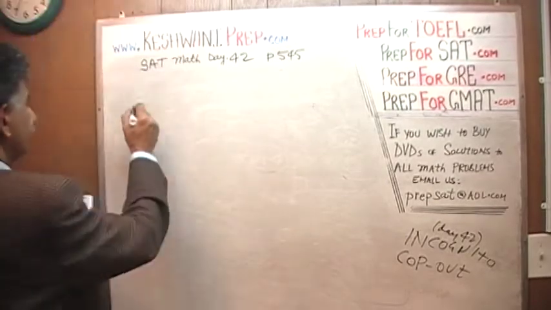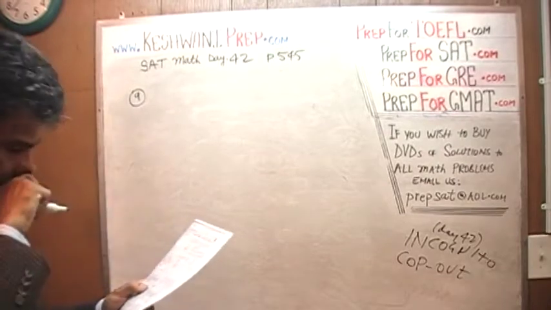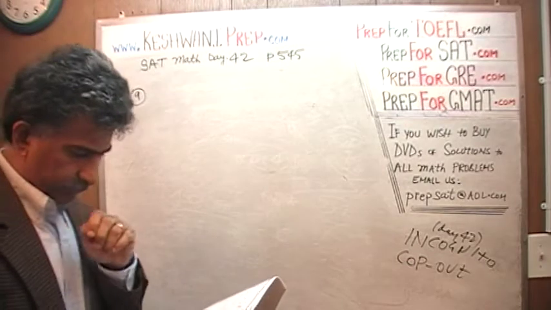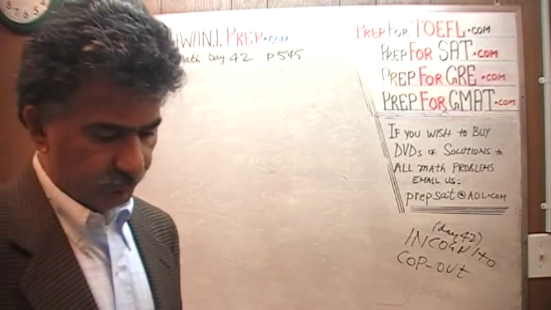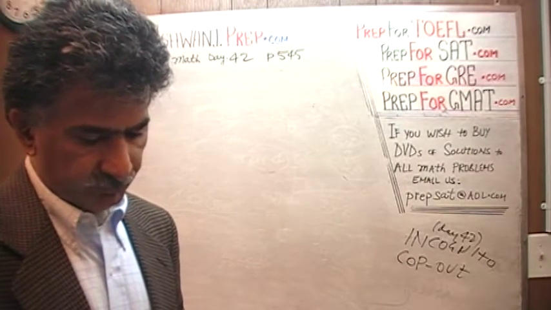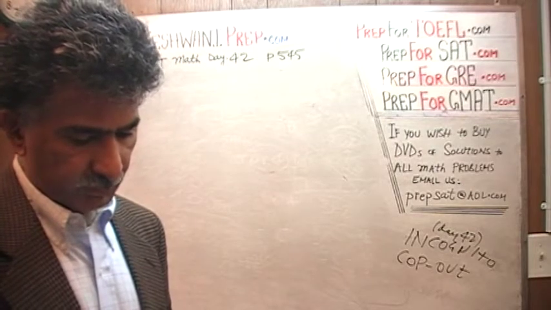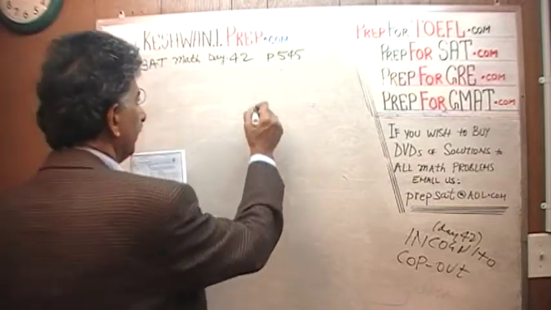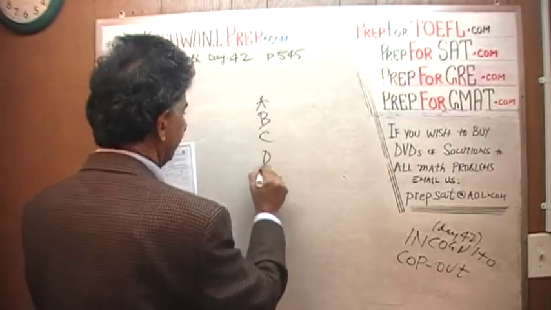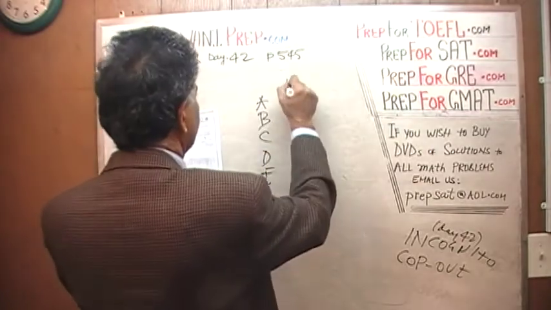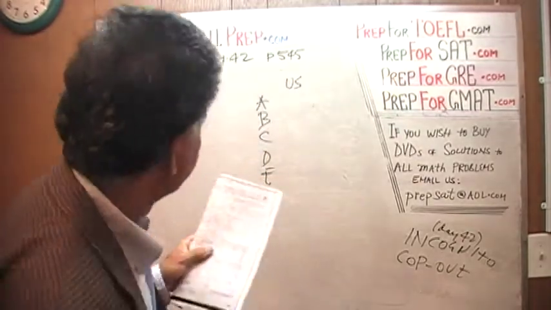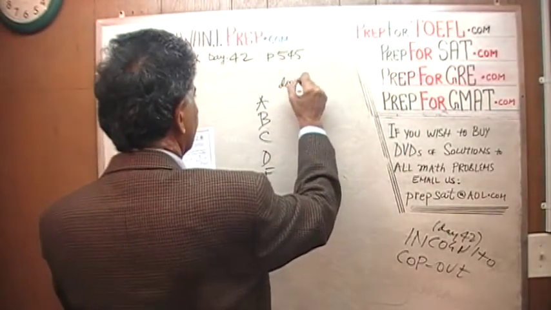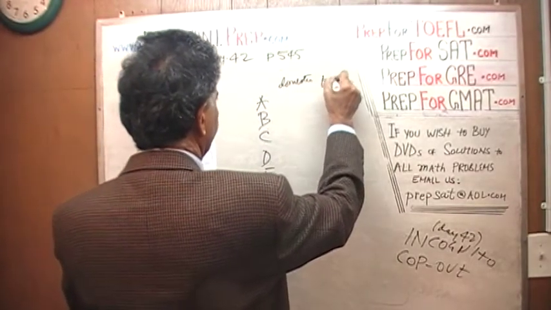Number 9. We are given a table here, and the question simply is: it shows the rental locations for the 5 rental companies. For which of the 5 companies is the ratio of the number of foreign locations to the number of US locations the greatest? Alright, so here we're given A, B, C, D and E, and here's the US. So here's our domestic ones, and here's the foreign ones.